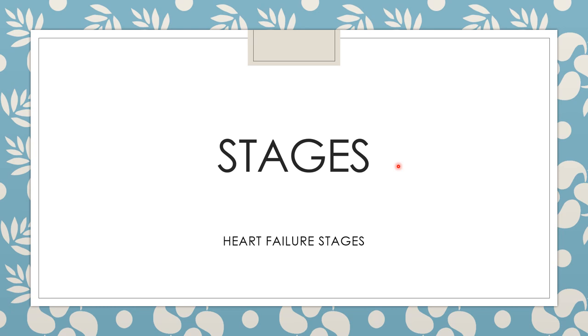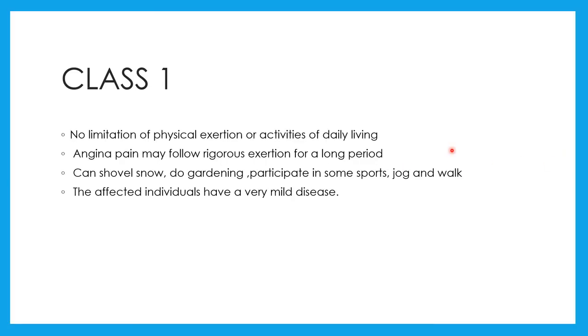Now, stages of heart failure. Class 1 heart failure means there's no limitation of physical exertion or activities of daily living. No one would like to have heart failure, but if that is the case, this is the best class you can have and still enjoy your life. You don't have any limitation of physical activities, so you can bathe yourself, you can cook for yourself, you can drive yourself, do everything by yourself. That's class one. There may be angina pain when you have rigorous exertion for a long time.